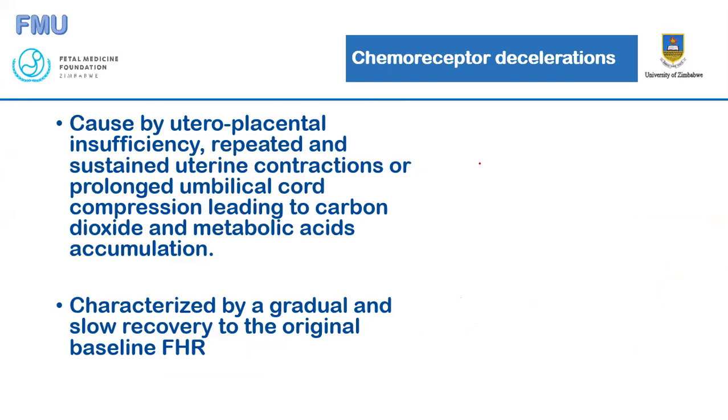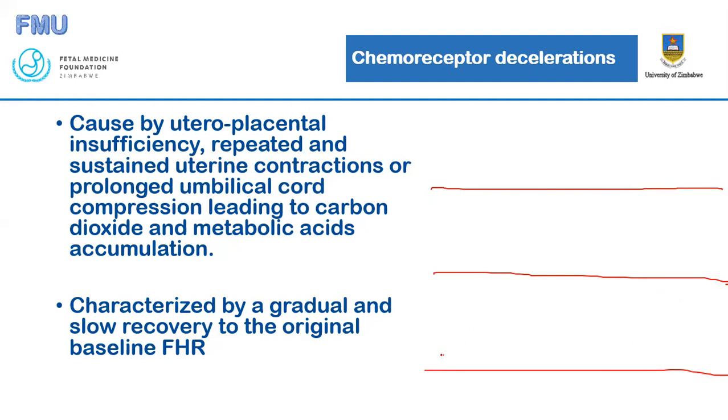Then the chemoreceptor deceleration, this is normally caused by uteroplacental insufficiency or repeated and sustained uterine contractions or prolonged umbilical cord compression, leading to carbon dioxide and metabolic acid accumulation. As a result, this kind of deceleration will appear like this. Normally, it does appear as a late kind of deceleration. Late means it occurs after contraction. These are uterine contractions, which I'm drawing there. Then this deceleration would be doing this.